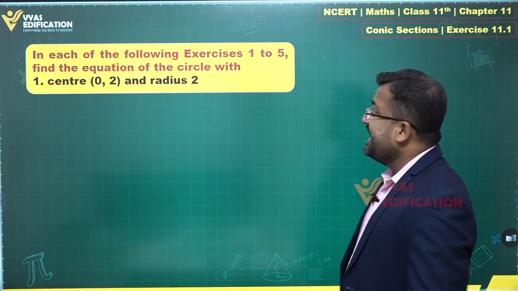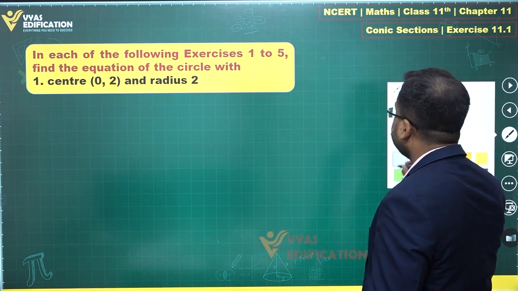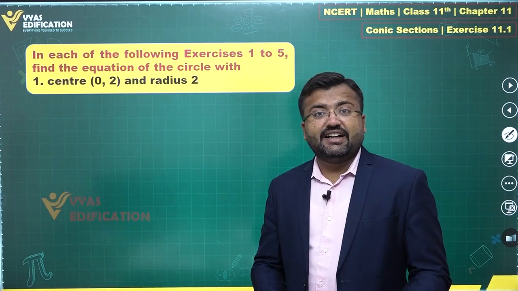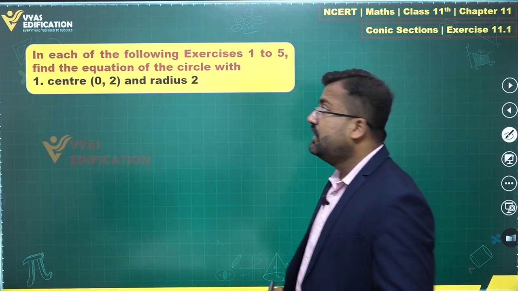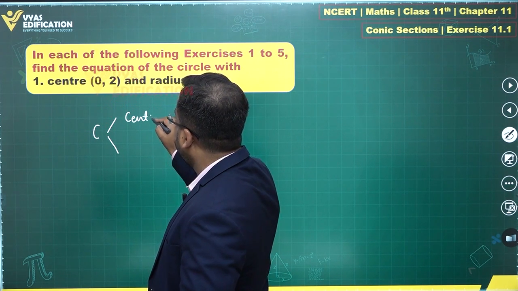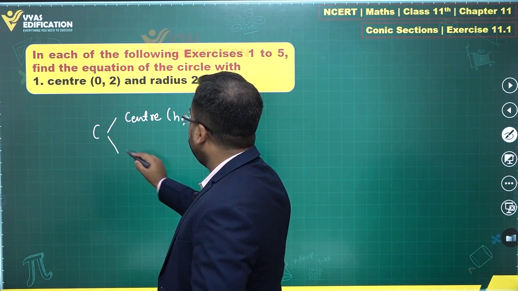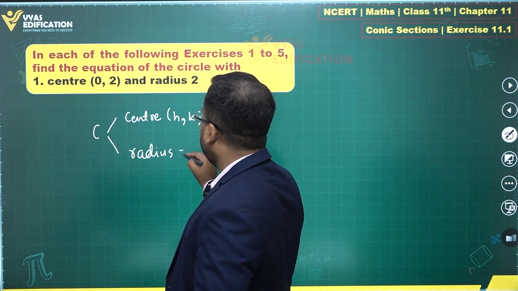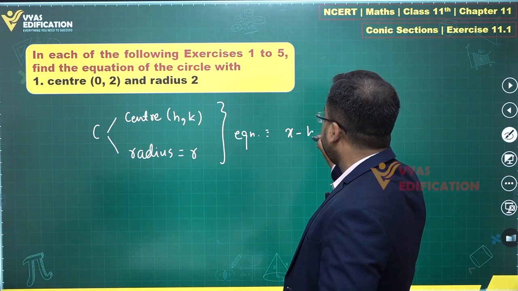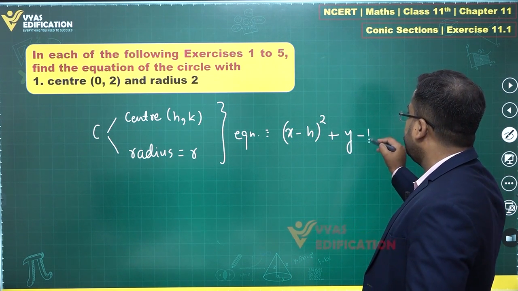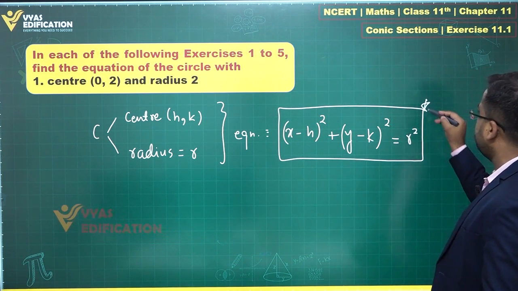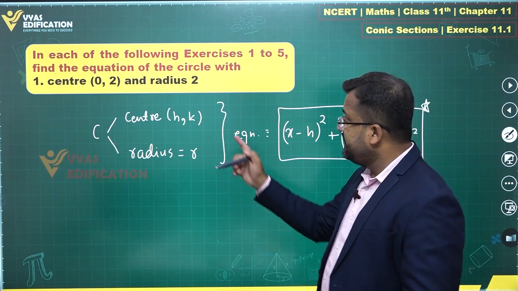The first question says, in each of the following exercises 1 to 5, find the equation of the circle with center this and radius this. If you are given the center and radius, you can easily find the equation with the help of this particular result. If a circle has center h comma k, radius equals r, then the equation of this circle will be x minus h whole squared plus y minus k whole squared is equal to r square. This is the equation of circle, and this is the most important thing for the circle, having center h comma k and radius r.